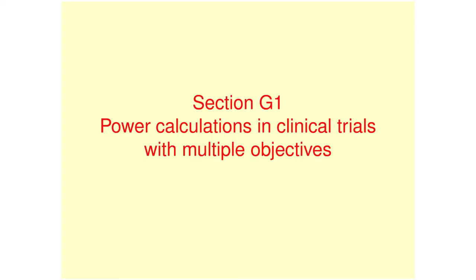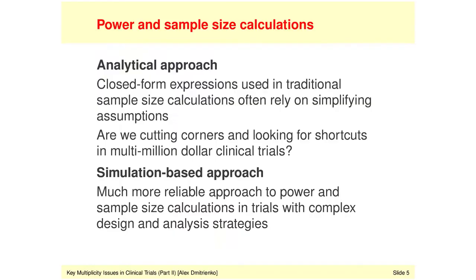Section G1, Power calculations in clinical trials with multiple objectives. Let's begin with a general discussion of the role of analytical and simulation-based approaches to power in clinical trials. We know that standard sample size calculations are based on analytical solutions that rely on closed form expressions. In traditional sample size calculations, we typically use formulas to compute the number of patients or number of events in trials with a time to event outcome.